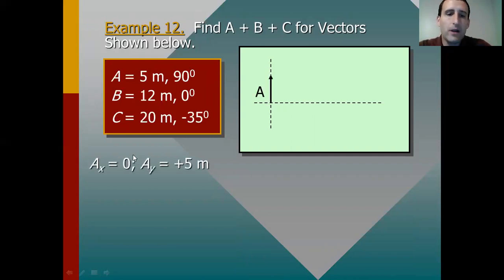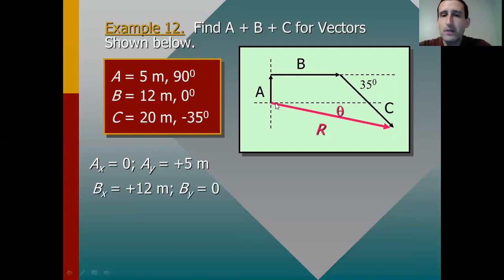It's got 0 x component and it's got 5 meters in the y component. B is 12 meters at 0. So 0 degrees is pointing along the positive x-axis. So there we are. And finally, C is negative 35 degrees. So it's 35 degrees below the x-axis and it's 20 meters long. So we've got A, and then we drew B where A ended and C where B ended. And now we have our resultant. Excuse me, R is being measured from the beginning of A to the end of C.